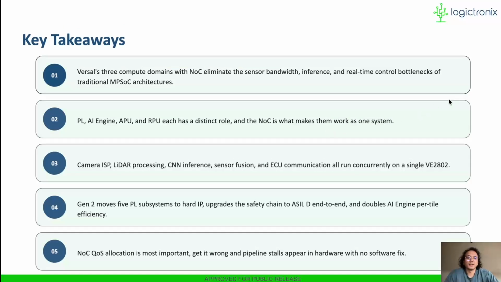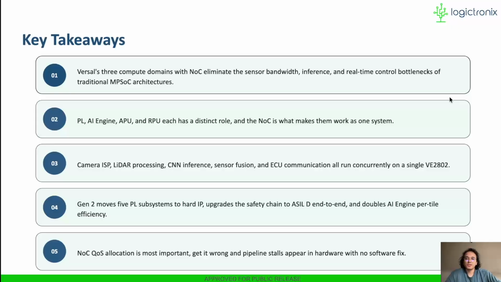So finally, the main takeaways from this webinar session is Versal has three compute domains with network on chip that eliminates the sensor bandwidth, inference and real-time control bottlenecks that we might get in the previous MPSoC architecture. The programmable logic, AI engine, APU and RPU each has a distinct role to play in the ADAS application use case, and the availability of network on chip makes all of this system to work as one possible.